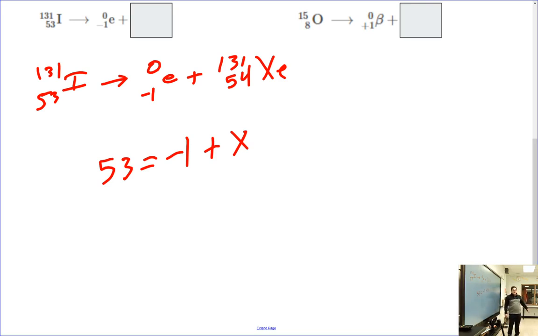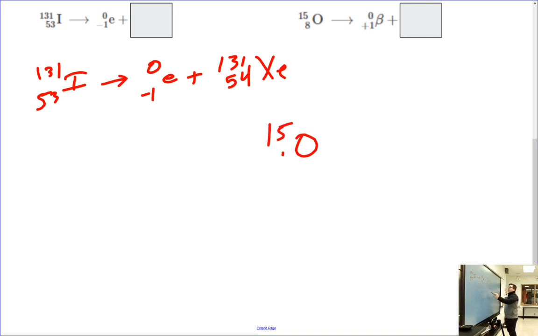All right, let's do it the other way. Let's take oxygen and put it through positron emission. Oxygen-15 goes through positron emission. What's my mass going to be? 15. Mass doesn't change at all. What's my number of protons? Is it 7? Absolutely, because 7 plus 1 gets you 8.